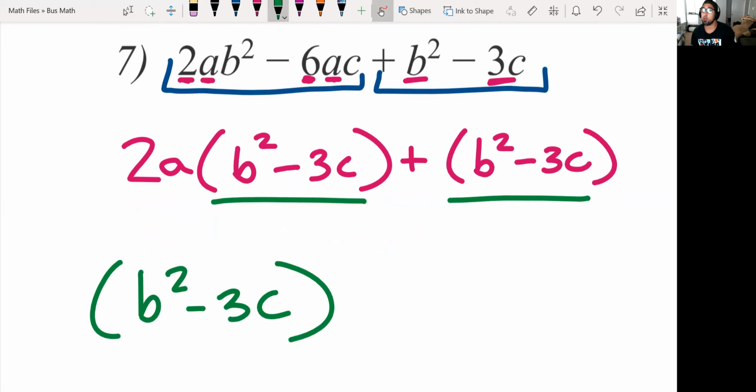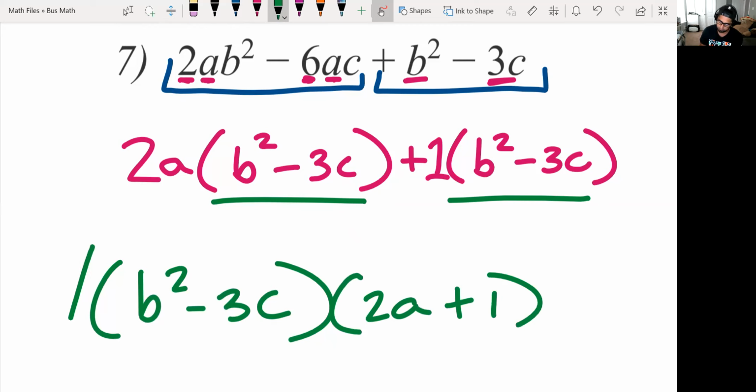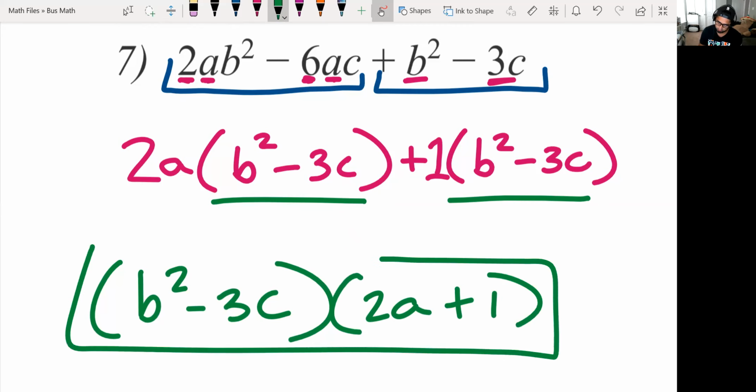You take b squared minus 3c out, and what's left over? And remember, we can put a 1 right in there, squeeze it in there, right? And what's left over is 2a plus 1. And there it is.